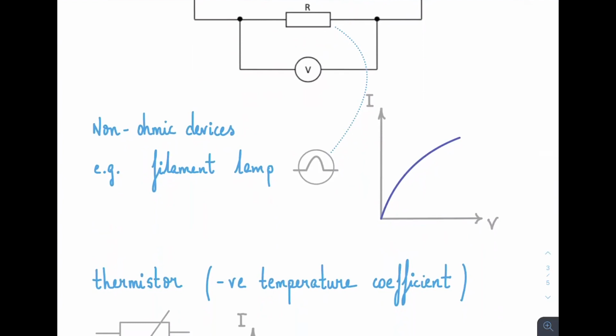All of these components are said to be non-ohmic because they have non-linear IV characteristics. In fact, here we have the graph of current against voltage for the filament lamp, which shows that upon increasing the voltage, it becomes warmer and hence its resistance increases. Thus, the current increases but at a slower rate. In other words, the graph becomes less steep.